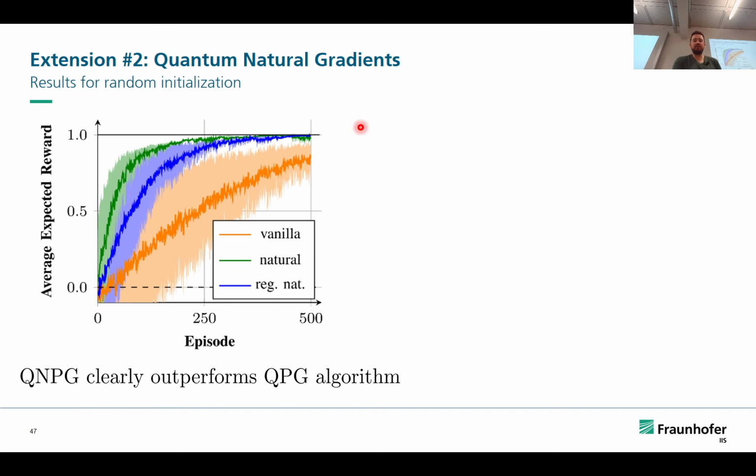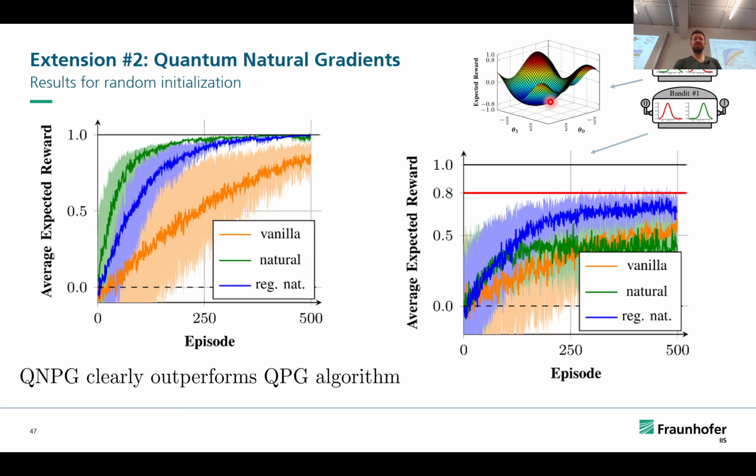Also, the regularized natural gradient typically is a bit slower because of this regularization term, but for some setups it's actually more stable. For example, for this setup here, we use a slightly different environment, which results in a different landscape. Here we can observe that the normal natural gradient has a very difficult time converging, because the training is very unstable. But the regularized natural gradient clearly outperformed the vanilla, first order approach.